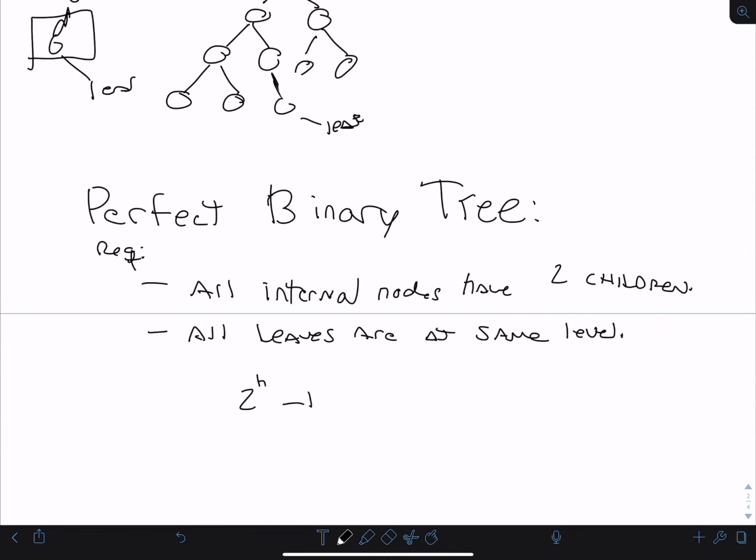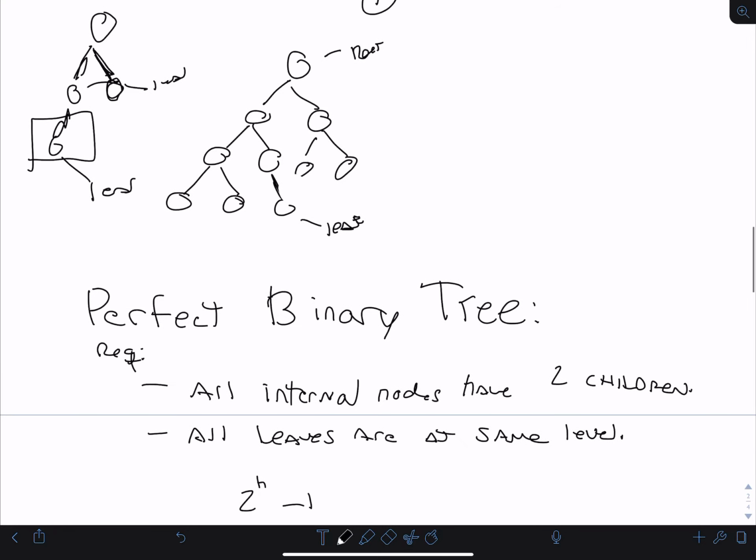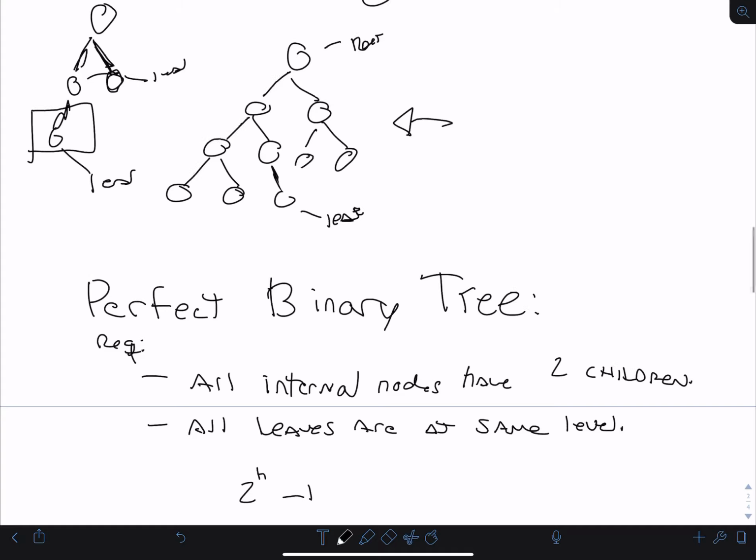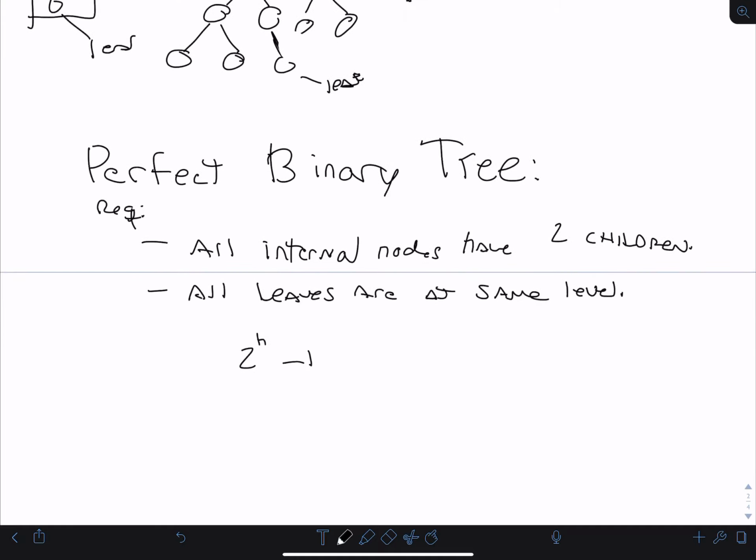So technically, based on this definition, is this a perfect binary tree? This one? Why not? Because all the leaves are not on the same level. That's right. All the leaves are not on the same level. Okay. That's right. That's the second part I was going to say.